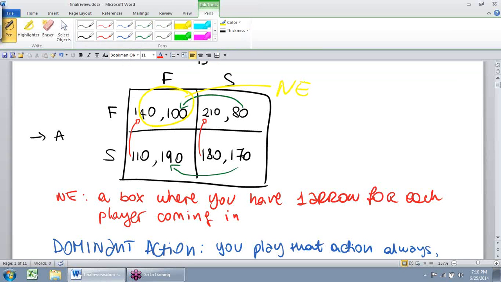For every other box, as you can see, you have one arrow going in but one arrow going out, and so you don't have any other Nash equilibrium. Any question?